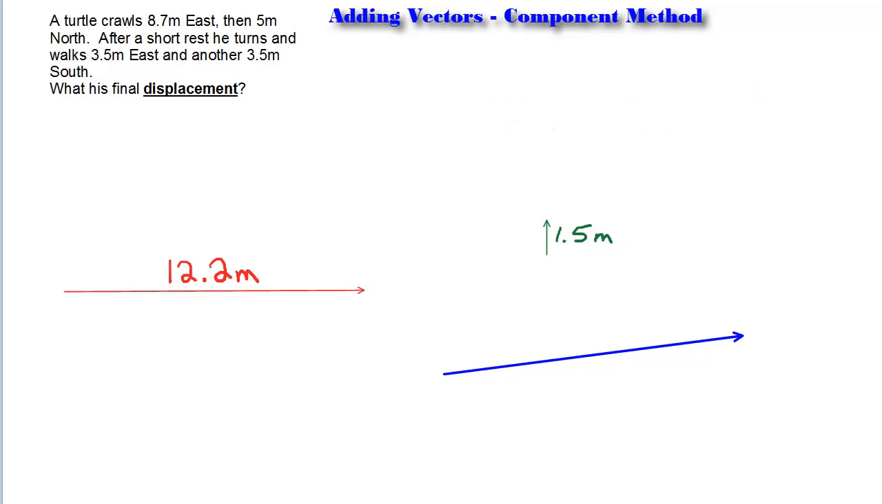So what we've done is simplified this problem down to 2 vectors only. Basically, all of this statement can be collapsed into saying the turtle walked 12.2 meters in total to the east and 1.5 meters in total to the north. So when we draw our tip to tail diagram, it'll look a little bit different but yield the same results. So let's place these vectors tip to tail and see what it looks like.